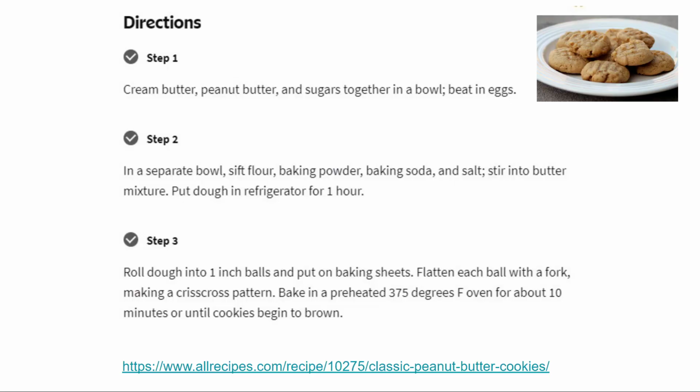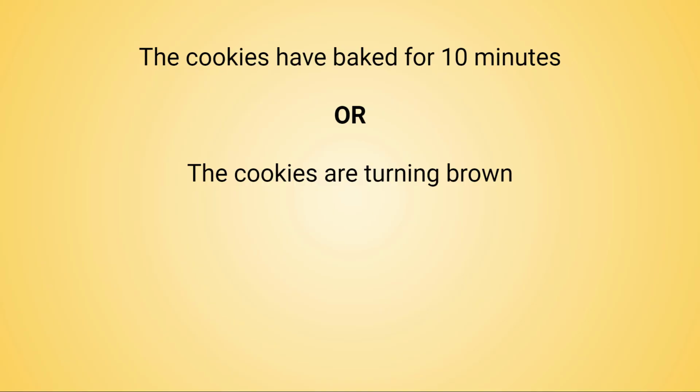It's a list of instructions on how to combine the ingredients, and it ends with "bake in a preheated 375 degrees Fahrenheit oven for about 10 minutes or until cookies begin to brown." Now, in some ways, this recipe is like an algorithm. It has input, instructions, and a definite ending point. What triggers the ending of the process in this case? It's not one, but two possible conditions. Either the cookies have baked for 10 minutes or they are turning brown.